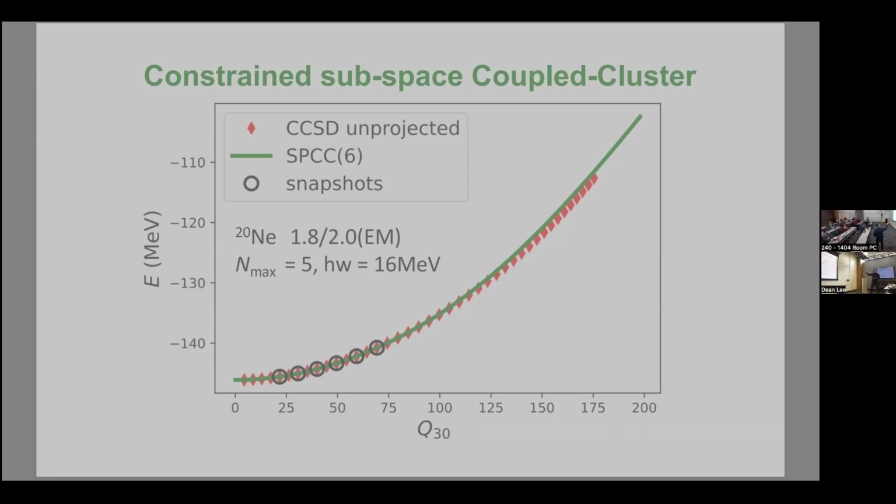So you see in this whole range for Q30, we get a pretty good agreement with exact. And if you also include more points, so this is 6 points, if you go to 8 points, we basically lie on top of the exact calculations.